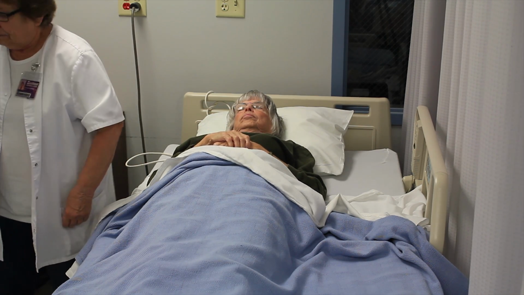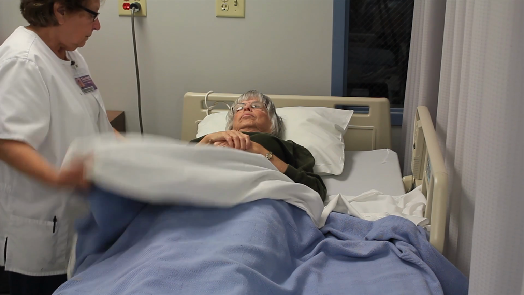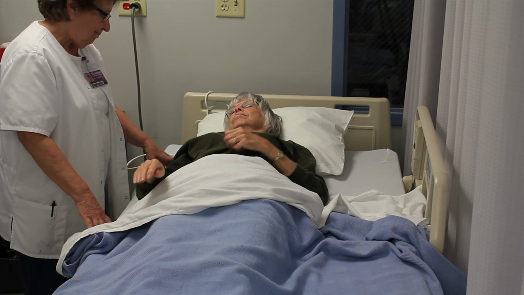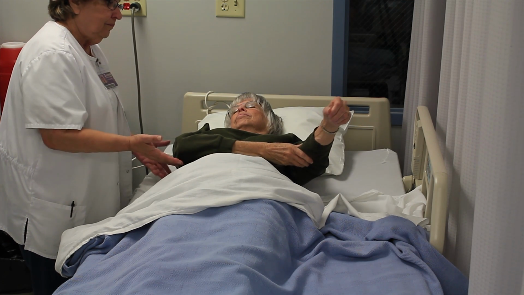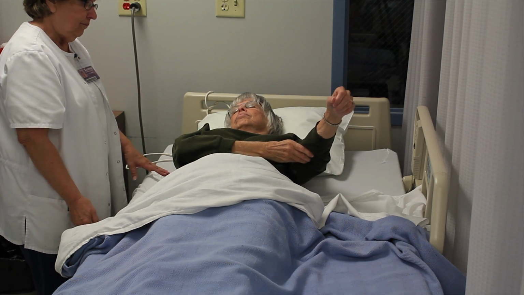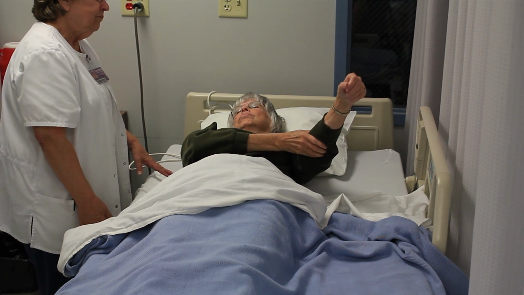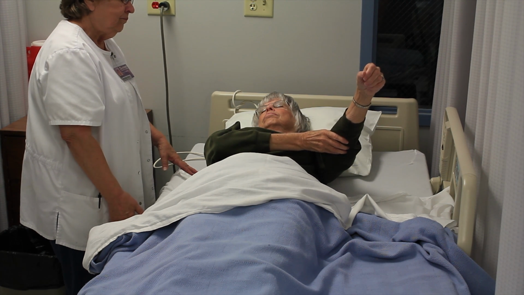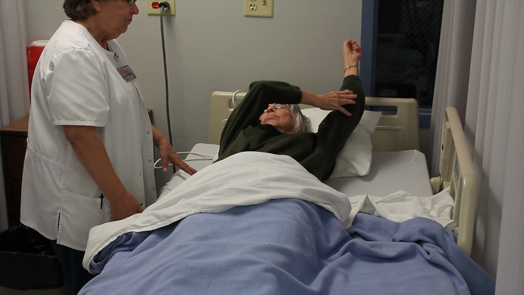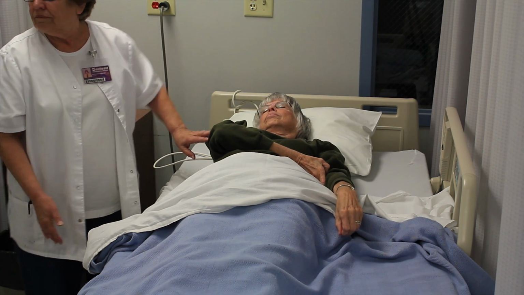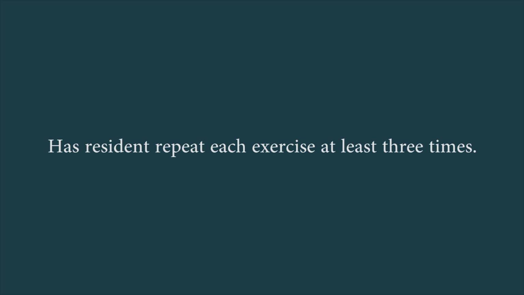Exercises are done by the resident with some assistance and support. The resident uses a stronger opposite arm or leg to move each of the joints of a limb that is incapable of active motion. Has the resident repeat each exercise at least 3 times.